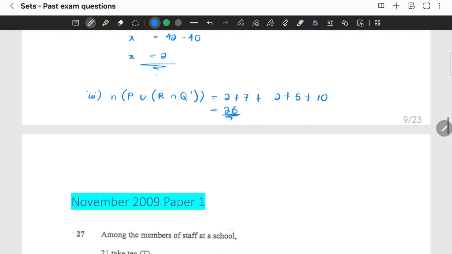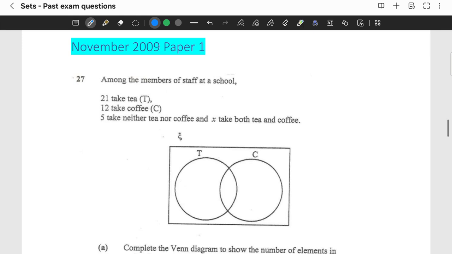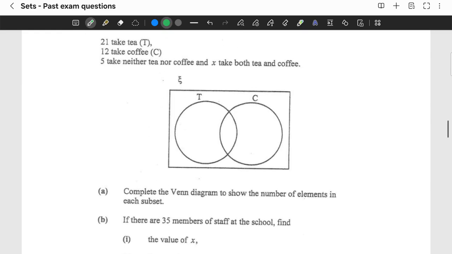And that's the answer. The next question, November 2009, paper 1. So among the number of staff at a school, 21 take tea, 12 take coffee, 5 take neither tea nor coffee, and X take both tea and coffee. So complete the Venn diagram to show the elements in each subset.